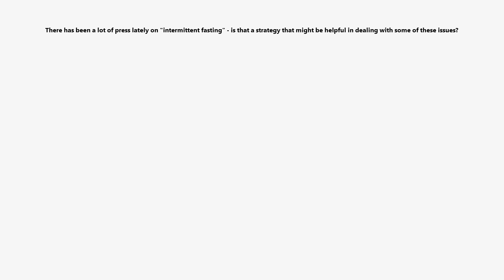But in terms of GI symptoms with amyloid, no research specifically looking at that. But if you look at other GI symptoms, it's at least been hypothesized to potentially help with bloating and reflux, though there's very little information at present on that.